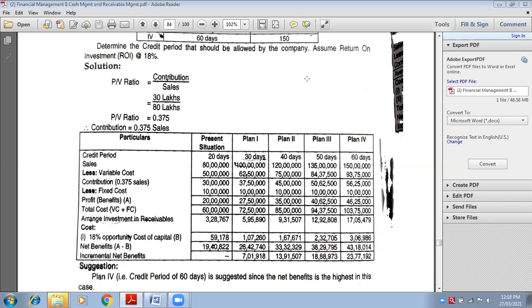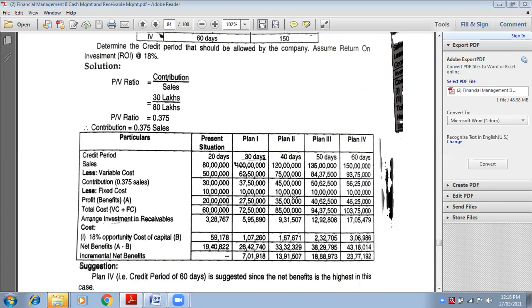5 lakh 95,890. Is it correct? Very good. 5 lakh 95,890 is your answer. Similarly, you have to do it for plan 2, 3, 4. Do it.